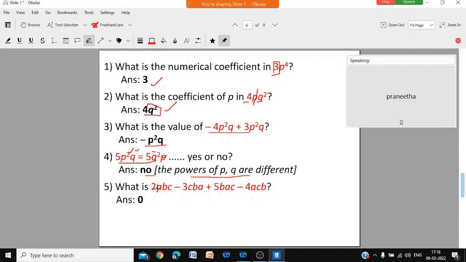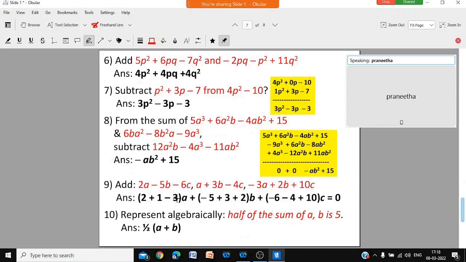So it's not equal. This value will be 0, because ABC, CBA, BAC, ACB all mean the same thing. Now, adding these two gives this answer. When you add these two, you will get this answer. Did you get this answer?